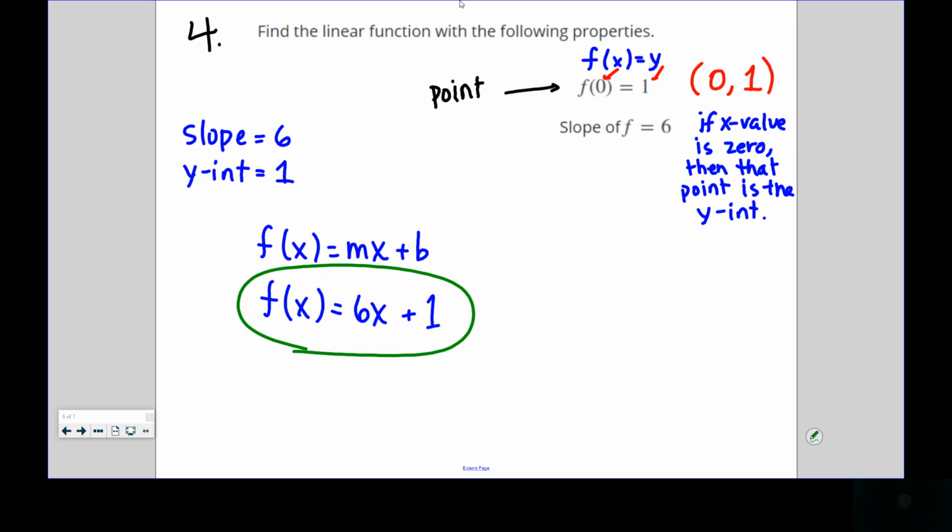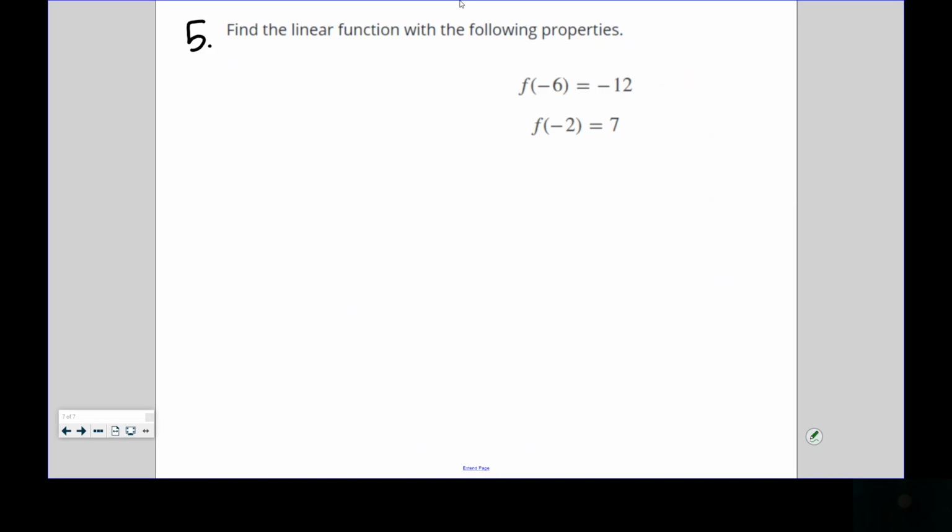All right, the last one is the hardest one. And it's really not even that difficult. It's just the hardest one in this section. Same directions. Find the linear function with the following properties. And notice this time they don't tell you any slope. They just tell you 2 points, neither one of which is the y-intercept. So you don't know the y-intercept, which is okay. Just makes it a little bit more work for us.